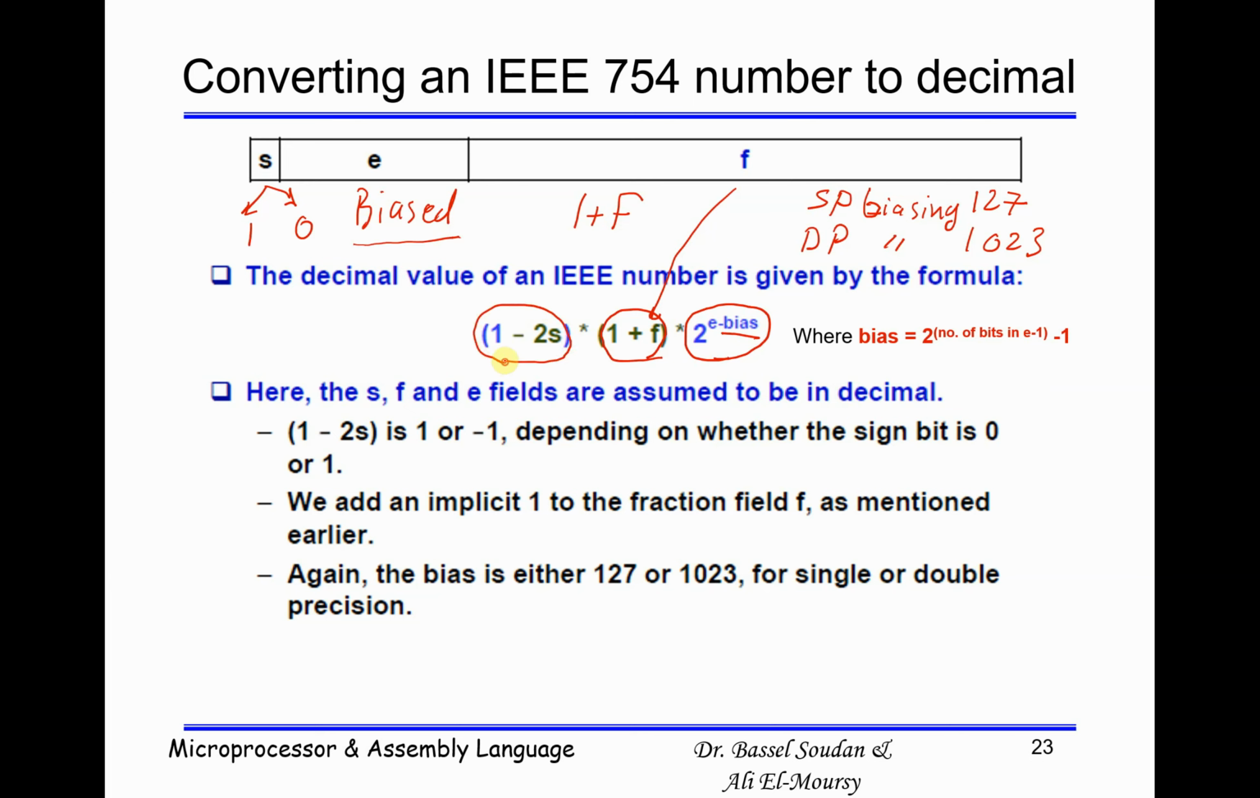The sign is determined using this equation. If I have 0 in the sign, then 0 multiplied by 2 is 0, and 1 minus 0 gives 1, so the value is simply positive 1. That means the number is positive. If the sign is 1, then 1 multiplied by 2 is 2, and 1 minus 2 will be minus 1. That means the sign of the number is negative.